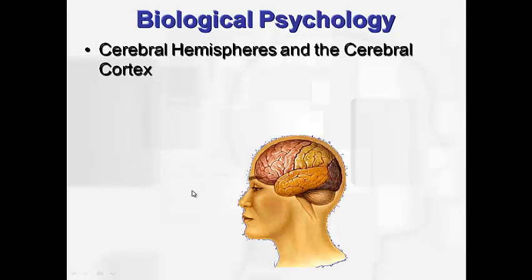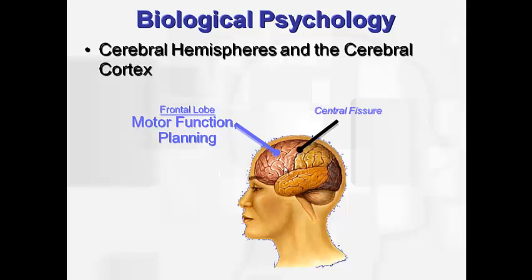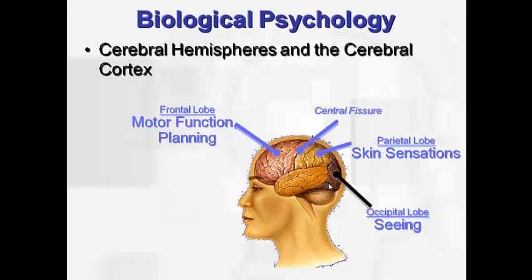All right? And you see here the frontal region, the central fissure, which is a dividing point between the frontal region and the parietal region. The parietal lobe, which processes skin sensation. The occipital region, this is for visual. And the temporal lobe, which is primarily responsible for processing sound.